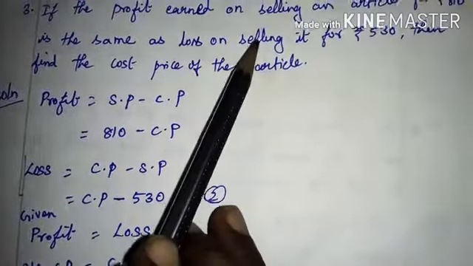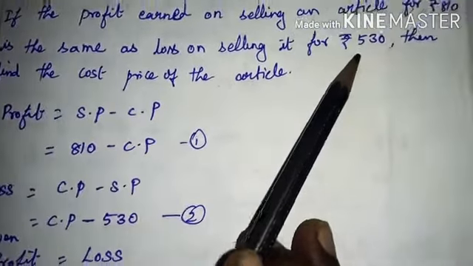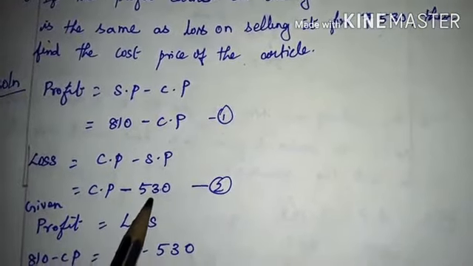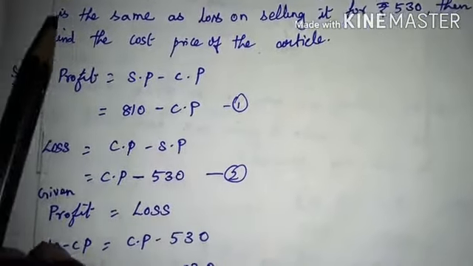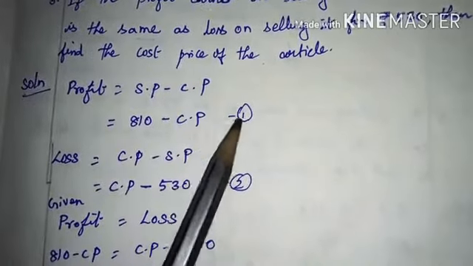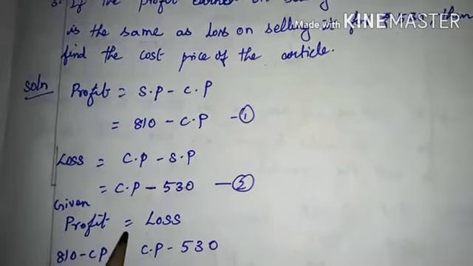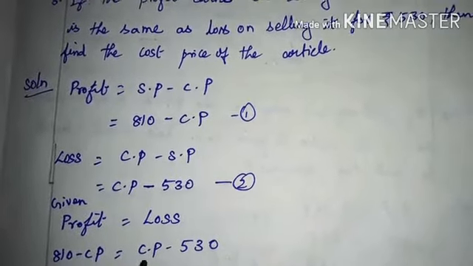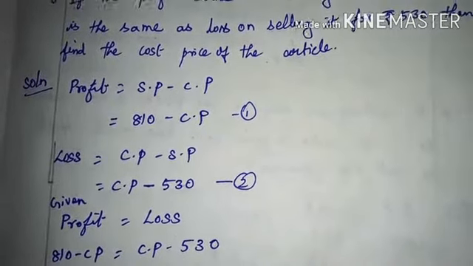And for loss, the selling price is given as 530. We are substituting this. We get CP minus 530. Also, one more thing given in the exercise is these both are same. So, we are equating these 1 and 2, that is profit equals loss. 810 minus CP is equal to CP minus 530.